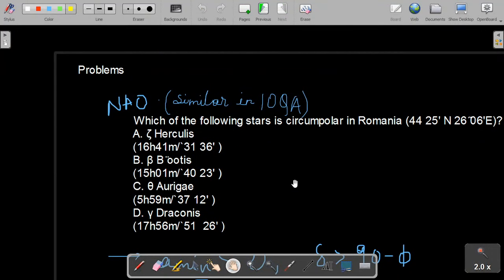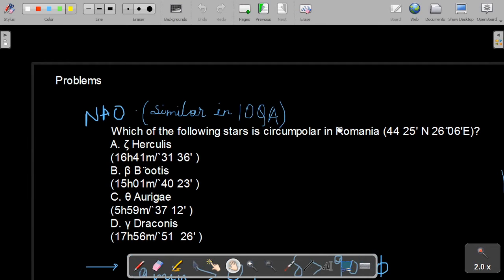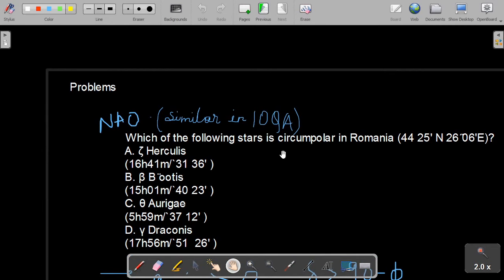Now let's just take a look at some problems. Here is one from the NAO. The NAO is basically the second stage of the US Astronomy Olympiad program. The first stage is the USA AAO. The second is the NAO. So it says, which of the following stars is circumpolar in Romania, given the coordinates are 44 degrees 25 minutes north, 26 degrees 6 minutes east.